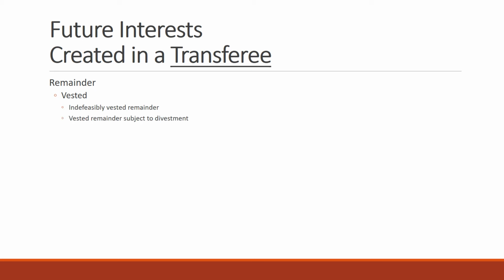You can have some vested remainders that are subject to divestment. That means although they currently have a vested remainder, they currently have a future interest in the property, that future interest can be taken away based on the happening of an event or a condition. We call that a vested remainder subject to divestment. And then there are vested remainders subject to open. Vested remainders subject to open are when you have a gift to a class. A class is a group or category.